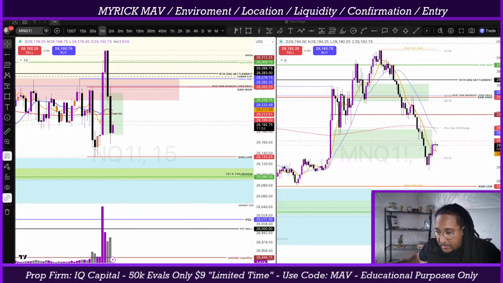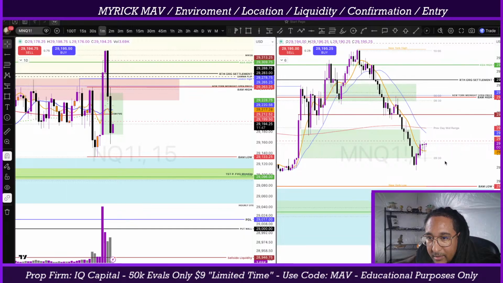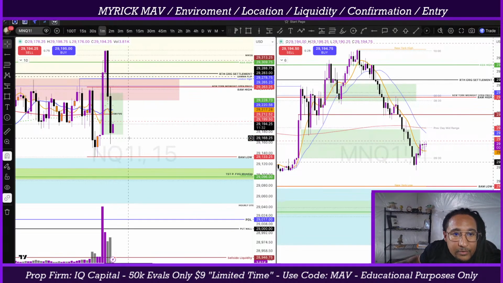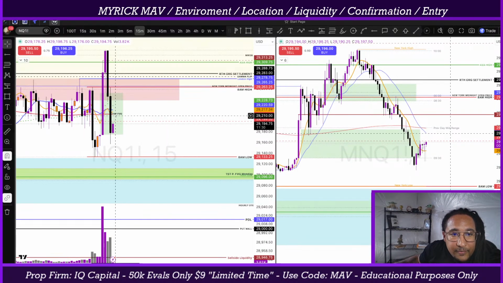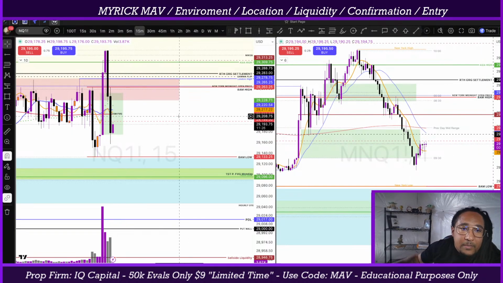So just looking to see what type of reaction we get off this area. We're in a bit of a consolidation. From here, we're at right about 1030. I want to see us touch this 200 simple moving average. We didn't invert this 15-minute fair value gap, which could tell us that we may be seeing some higher prices.